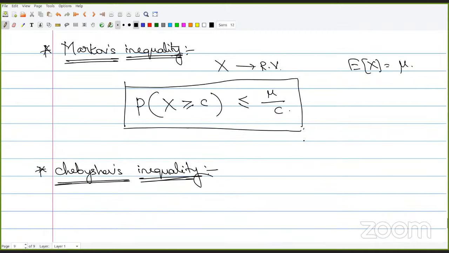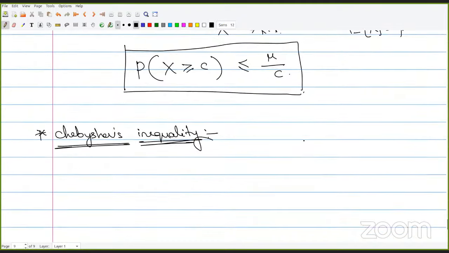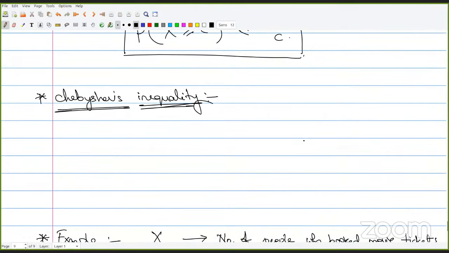So this is Markov. What Markov said is, if x is a random variable with discrete values and a finite mean, the probability that x takes values greater than some value c will be less than or equal to mu by c. This particular inequality depends only on mu, only the expected value. Whereas Chebyshev's inequality is the same thing with finite mean and with finite variance also.